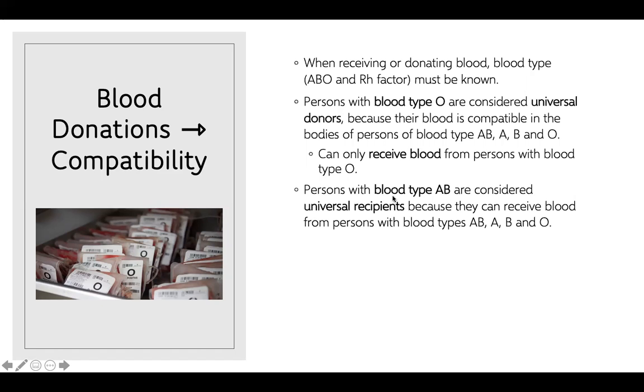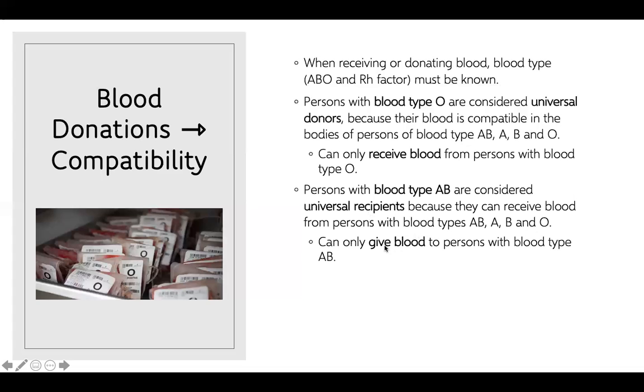If you have blood type AB, you are considered the universal recipient because you can take blood from almost anybody: AB, A, B, and O. It's because persons with blood type AB don't have any of those antibodies in their plasma, so they can accept donations from persons of these ABO groups.